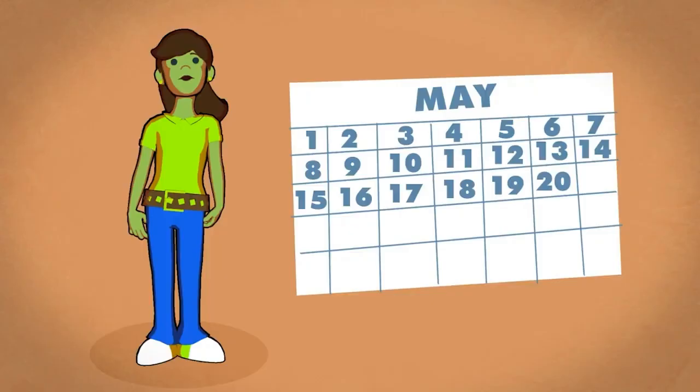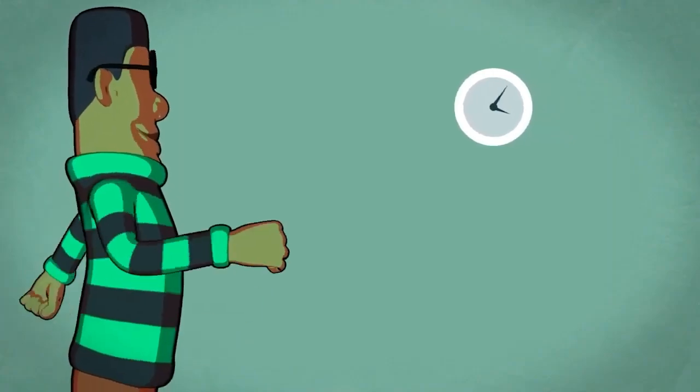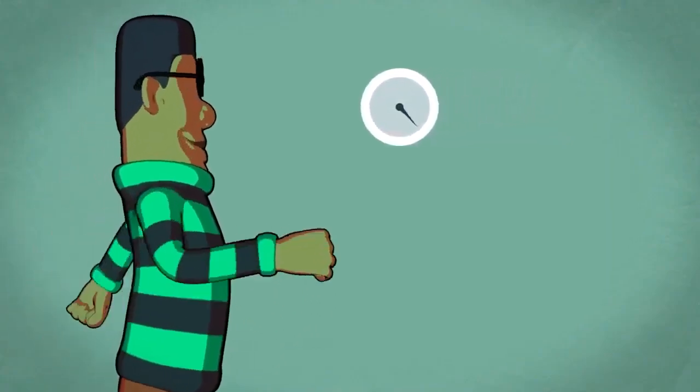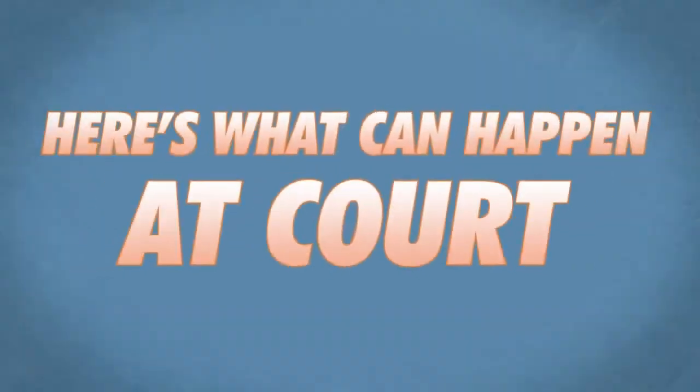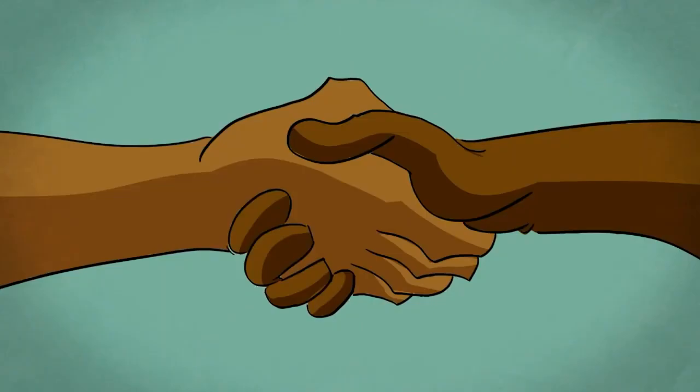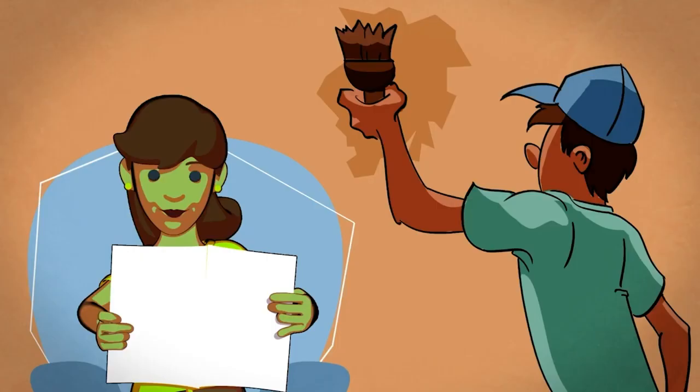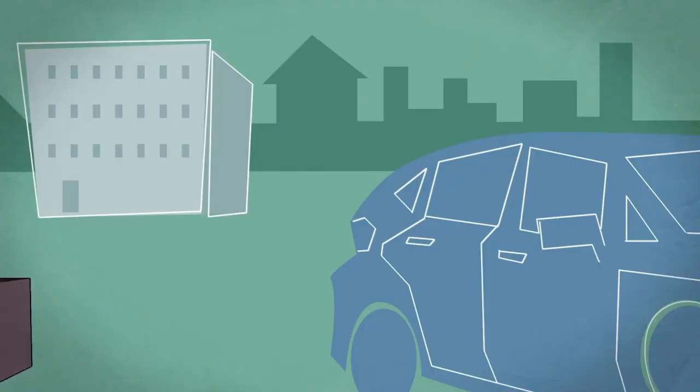Part 3. Court. You'll get a notice from the court telling you your trial date, which is usually about 20 days after you file your answer. You have to show up to court on time or you will lose. Here's what can happen at court. You and the landlord try to settle the case. The landlord may agree to accept your rent and repair the unit, and you stay. You can also agree to move out.